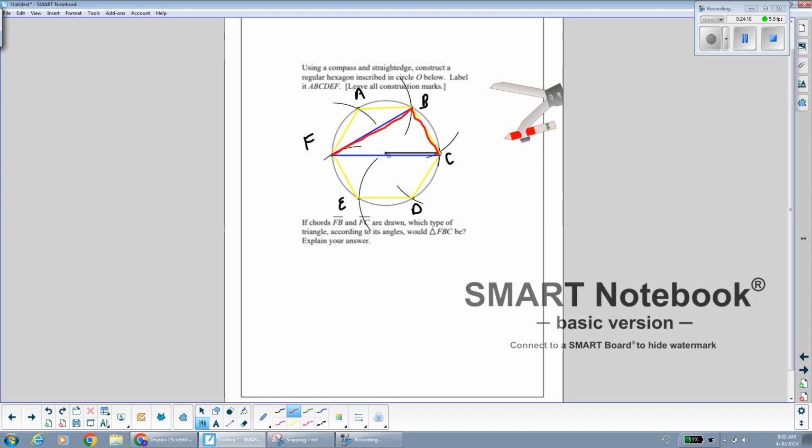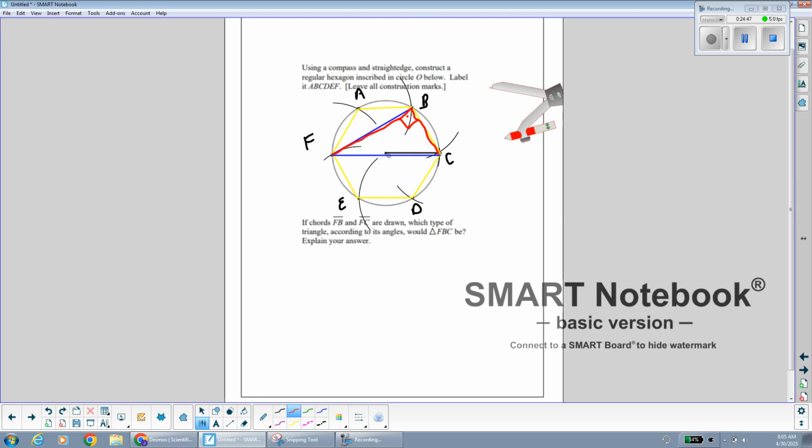This is an inscribed angle, and remember, inscribed angles are half the measurement of their intercepted arc. Following this ray goes to F, and following this ray goes to C. So the intercepted arc for this inscribed angle is the diameter, is half a circle, is a semicircle, which is 180 degrees. So that means this is 90 degrees. So the answer would be this is a right triangle.